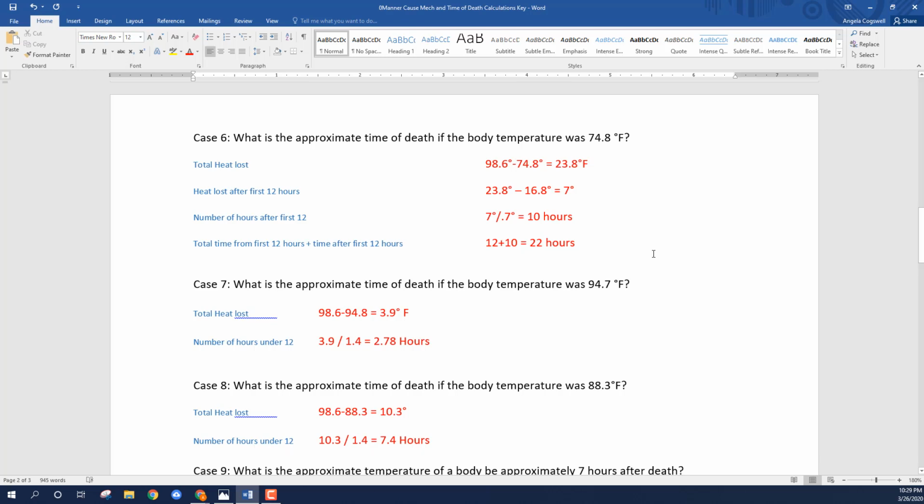Number 6, again, we have a heat loss of 23.8 degrees. It's more than 16.8. They've been dead longer than 12 hours. Subtract out your 16.8 for the first 12 hours. That gives you 7 degrees. Divide the 7 by 0.7, which is how much is lost each hour after the first 12. That gives us 10. Add those two together: first 12, second 10, it gives you 22 hours.